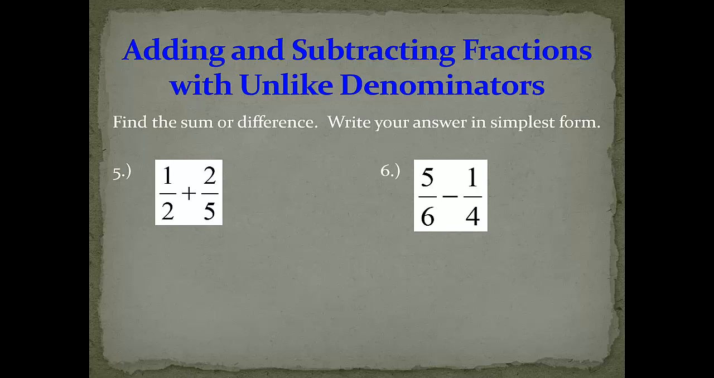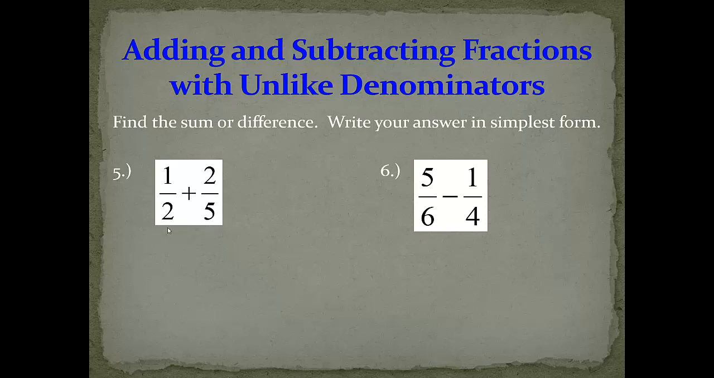Now we're going to look at adding and subtracting fractions with unlike denominators. We're going to find our sum or difference, and we want to write our answer in simplest form. So for number 5, we have 1/2 plus 2/5. The first step is to look at our denominators. We will notice this time that our denominators are different. We cannot add our fractions until we make our denominators the same.